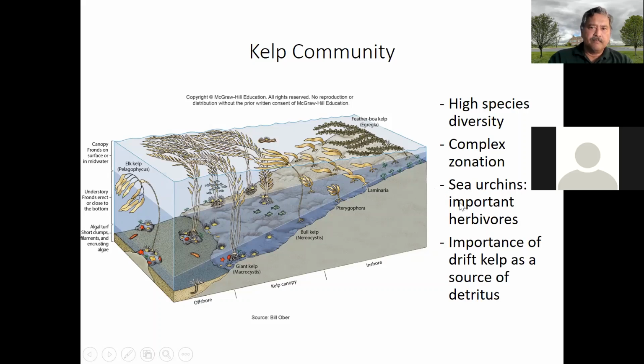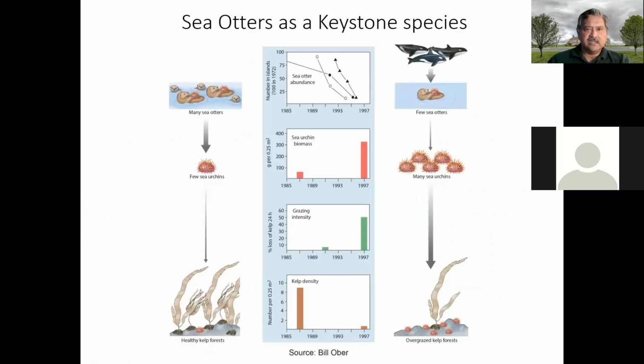And so you also have sea urchins in here. These are important herbivores. What the sea urchins do is they'll crawl around the bottom and start eating the holdfast of these kelp. So you need to keep those sea urchins in check. And so one of the organisms considered to be important in the kelp forest is the sea otter, because when you have sea otters, what they do is they keep the sea urchins in check.